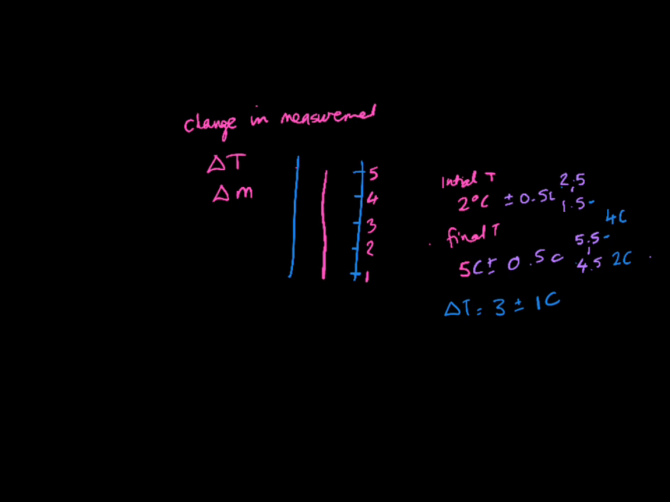So with uncertainties, if the calculation you're doing is adding or subtracting, okay, then it is just the sum of the measurement uncertainties. And this only really applies, I mean, I can't think of any examples.